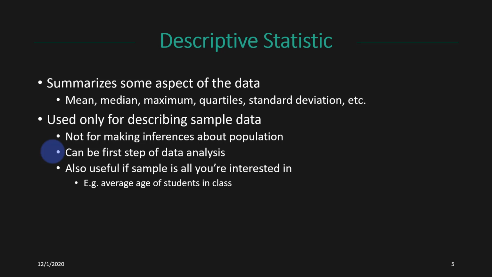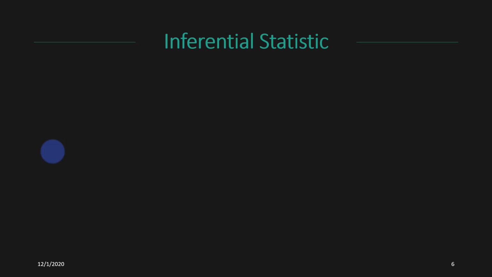And they're also really useful if the sample is all that you're interested in, right? So for instance, if I want to know the descriptive statistics of my class, and I'm not really worried about generalizing from my class to the larger population, then essentially my sample is the population. Because if it's all I care about, then I just need to look at the average and say, yep, that's what the average age is.